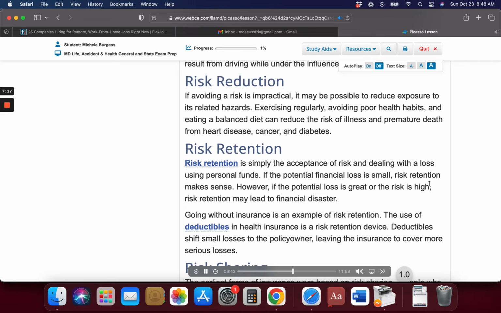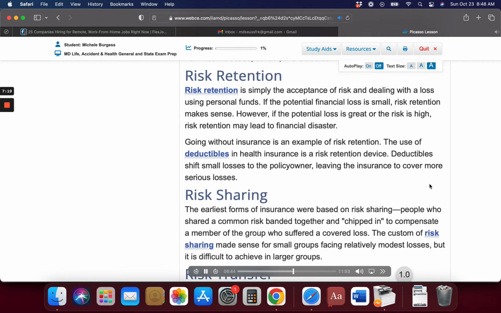Risk retention. Risk retention is simply the acceptance of risk and dealing with a loss using personal funds. If the potential financial loss is small, risk retention makes sense. However, if the potential loss is great or the risk is high, risk retention may lead to financial disaster. Going without insurance is an example of risk retention. The use of deductibles in health insurance is a risk retention device. Deductibles shift small losses to the policy owner, leaving the insurance to cover more serious losses.